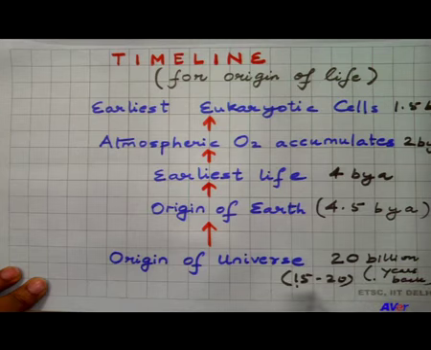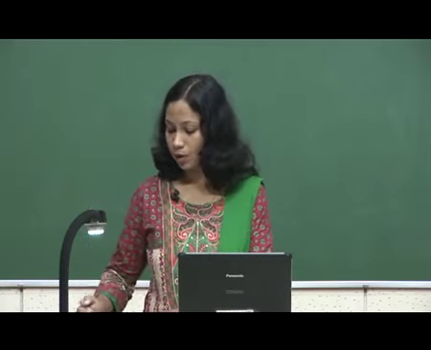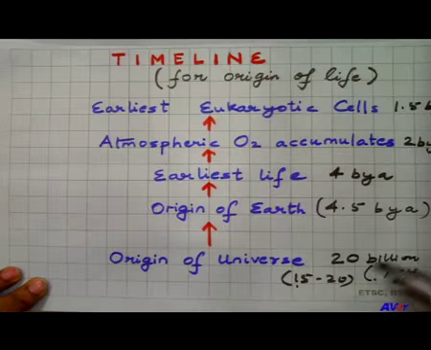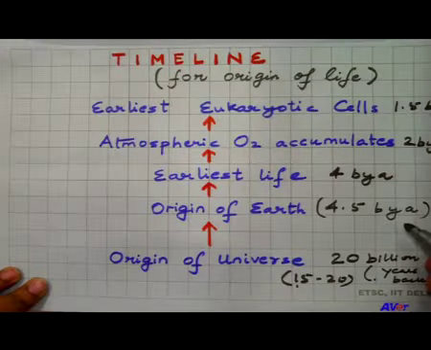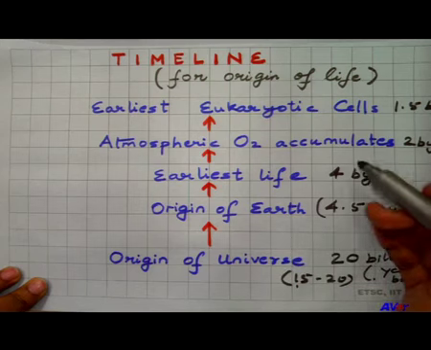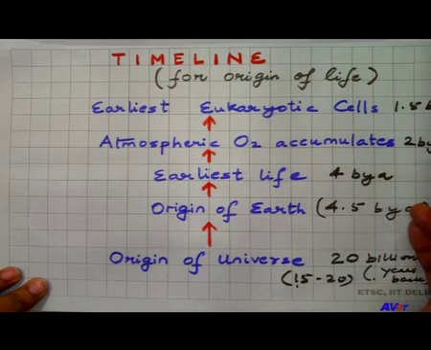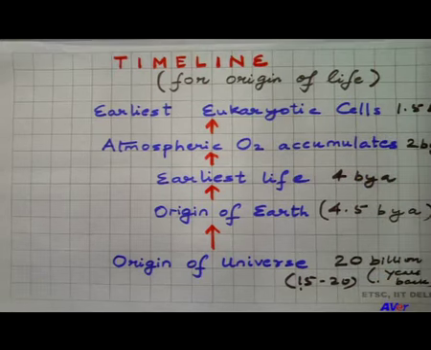The universe, again let us re-summarize, the origin of universe 20 billion years back. You have to go back to the timeline and then you have to imagine how the process of evolution has occurred. Origin of universe 20 billion years ago, then after the origin of universe for many years there was nothing. Origin of Earth took place about 4.5 billion years ago. The earliest life-like molecules which were capable of giving rise to life was formed 4 billion years ago. Atmospheric oxygen started accumulating 2 billion years ago, and the first eukaryotic cells was found 1.5 billion years ago.